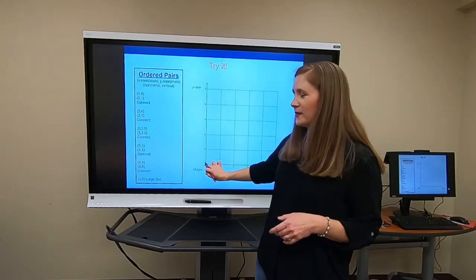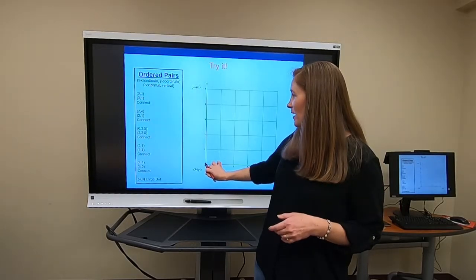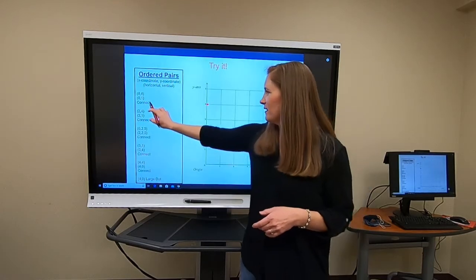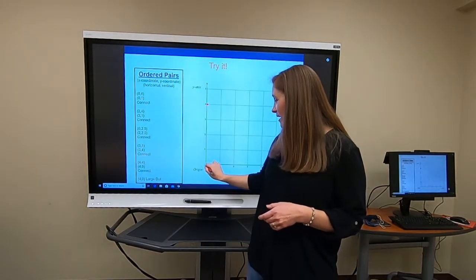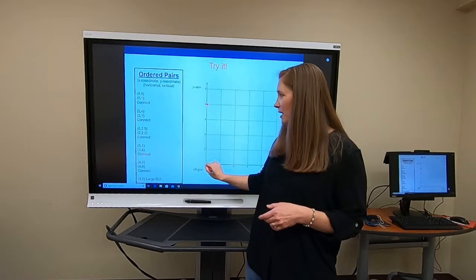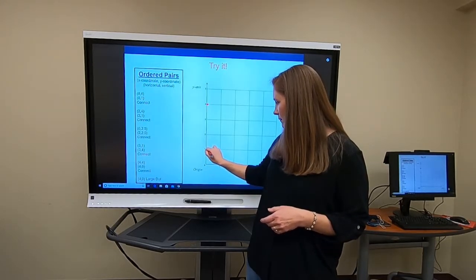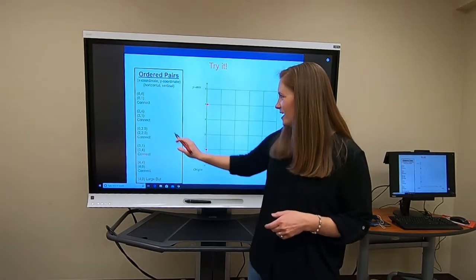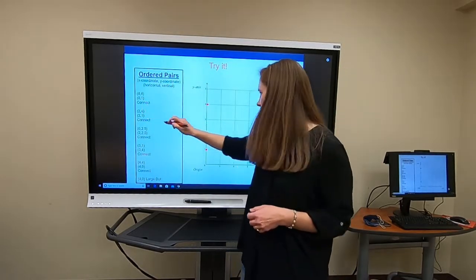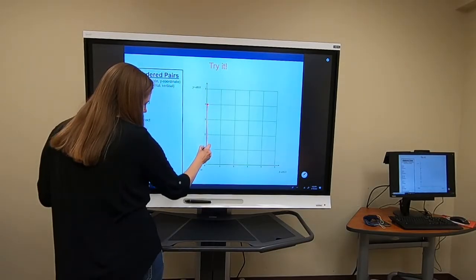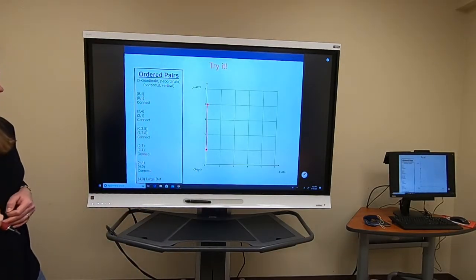So 0 tells me I don't go anywhere, but I move up 4, vertically 4. And then 0, 1 says I do not move horizontally, but I move vertically 1. Then it tells me something. It says connect. So we're going to connect these. Okay. Everybody got that?